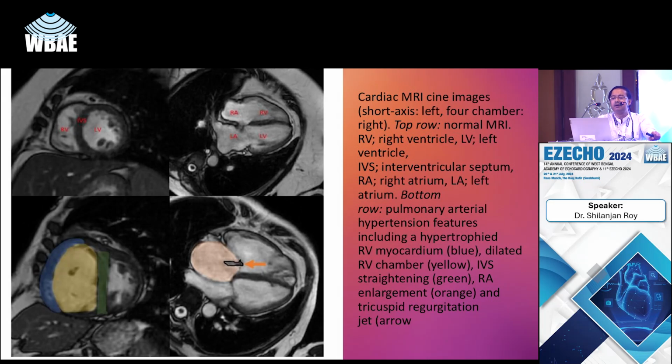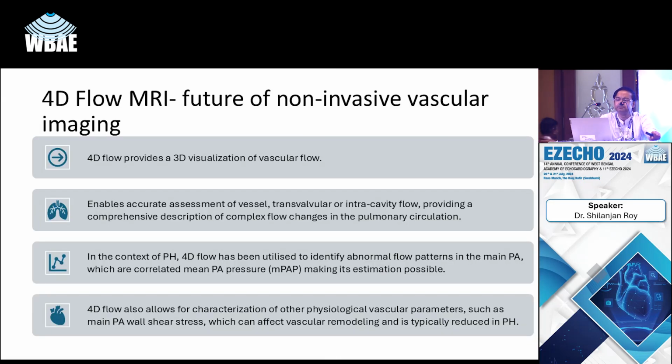RV strain has numerous advantages, like being angle independent. It provides not only a global assessment but also a regional assessment of the strain, and it can be helpful in differentiating the etiology of diseases, like whether it's an ASD, ARVD, or cardiac amyloidosis.